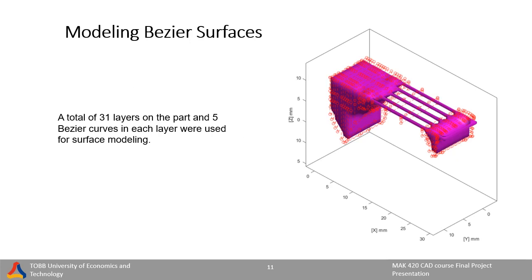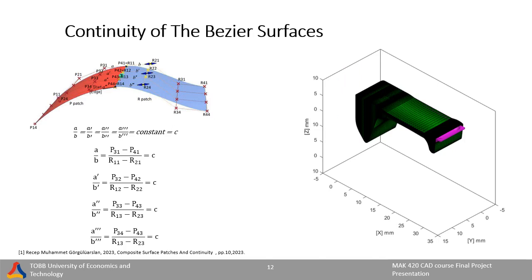To surround the part obtained as a result of topology optimization, a total of 31 layers are created, and each layer contains 5 Bezier curves. In 3D models, surface continuities are utilized when joining different surfaces. The general equations used in surface continuity are given on the left side. On the right side, the surface modeling of the gun grip design, whose control points were shown in the previous slide, is shown. While selecting the control points, G1 and C1 continuities were utilized where necessary to ensure continuity between surfaces. For this, the continuity equations written on the left side were used.